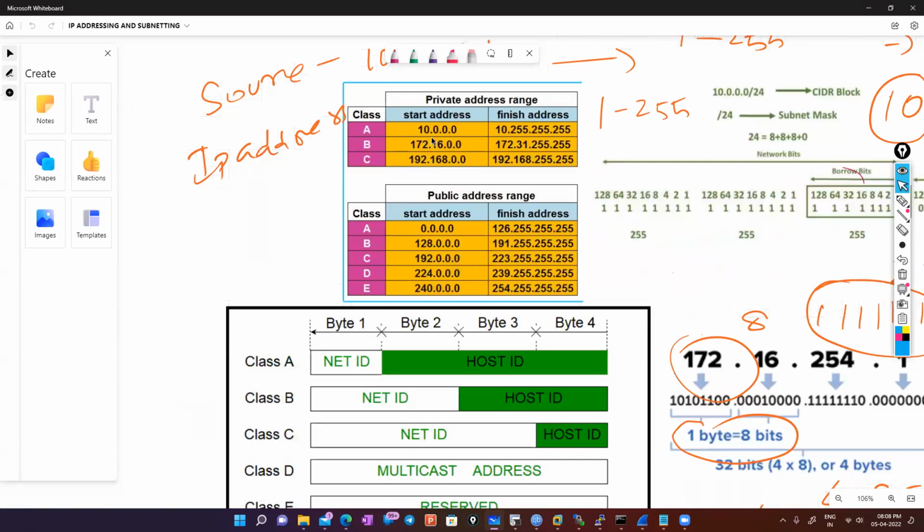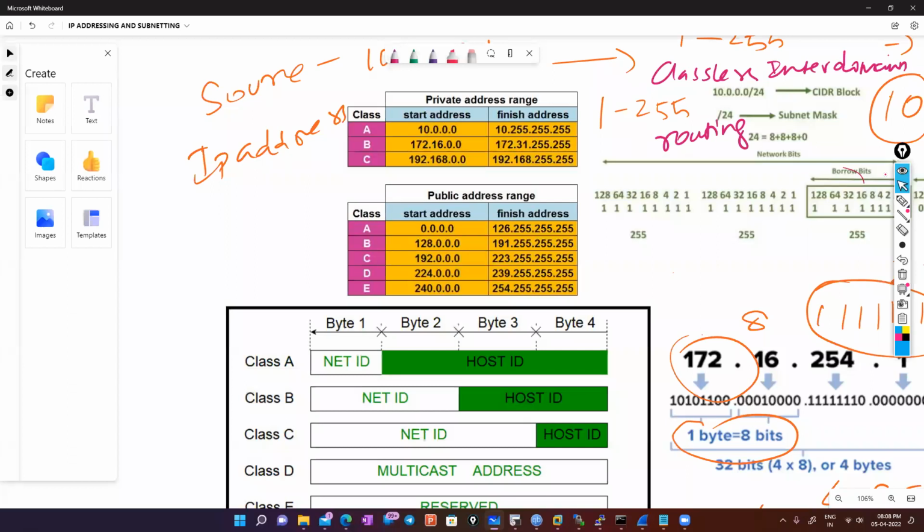Okay, so what is the default CIDR value? See here, this is called the CIDR value, the last value. This 24 is CIDR. This is classless inter-domain routing. CIDR stands for classless inter-domain routing. What do you mean by that?